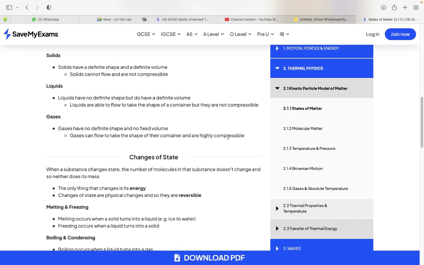So these are the properties, like we've said already. The solids have a definite shape and a definite volume. Solids cannot flow, and they are not compressible, because the particles are tightly put together. The particles are already tightly put together, so you cannot compress things that are already compressed, like things that are superimposed upon each other. You cannot compress them anymore. So that's why solid is not compressible and it cannot flow.